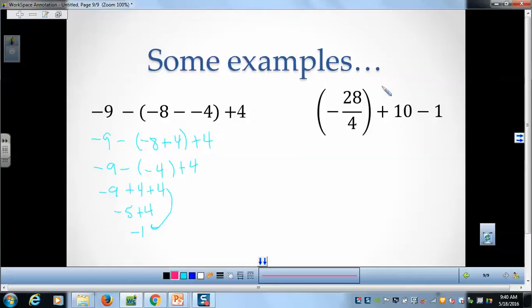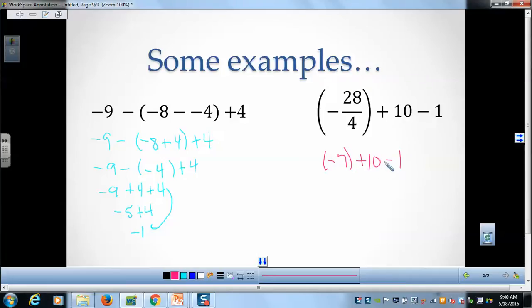All right, moving on to this example. Once again, I see I have a big grouping symbol here. In this case, however, I only have the one operation, which is division. I have this negative right here, so I'm going to go ahead and keep that in my problem. So that's a negative, and then 28 divided by 4 is 7. So I have negative 7 plus 10 minus 1.